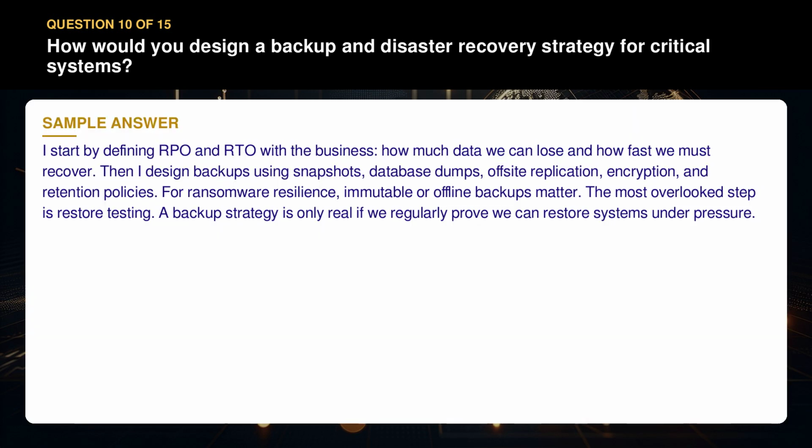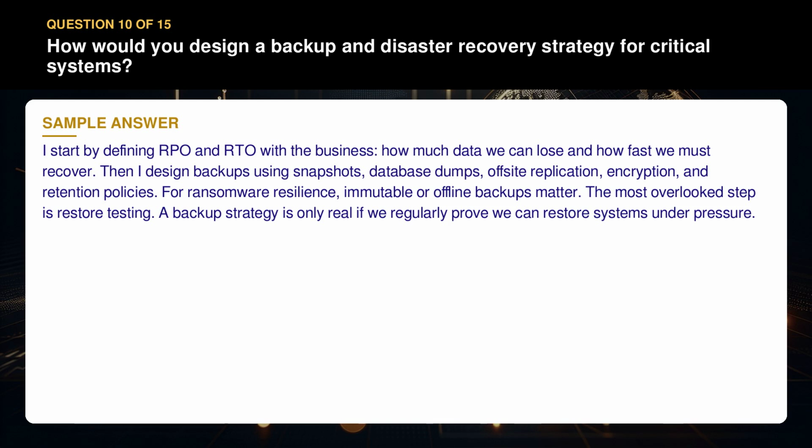Question 10. How would you design a backup and disaster recovery strategy for critical systems? I start by defining RPO and RTO with the business, how much data we can lose, and how fast we must recover. Then I design backups using snapshots, database dumps, offsite replication, encryption, and retention policies.